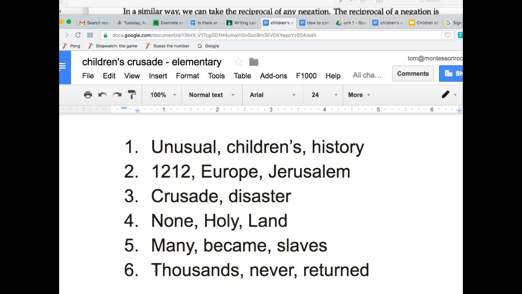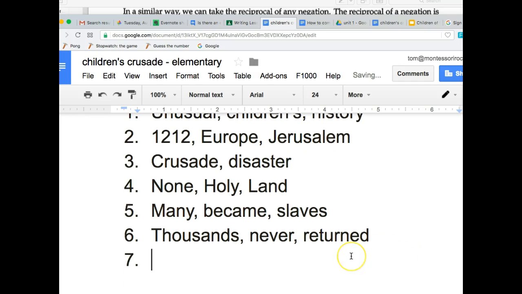Don't look at your text anymore. Only look at your notes, okay? Now what we're going to do is just look at our notes, and let's write a sentence that uses your first note. So mine was "unusual, children, history." Okay? So now I'm going to write a sentence that has that.